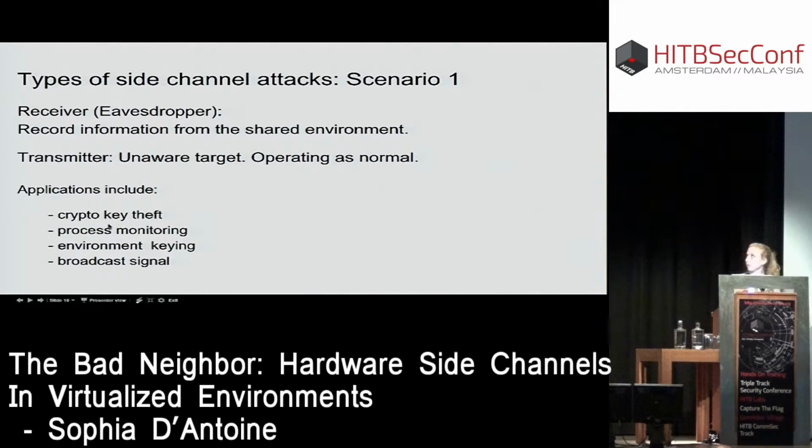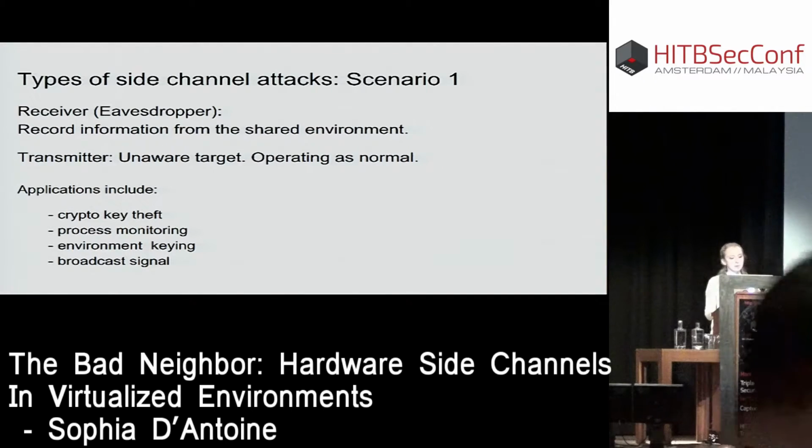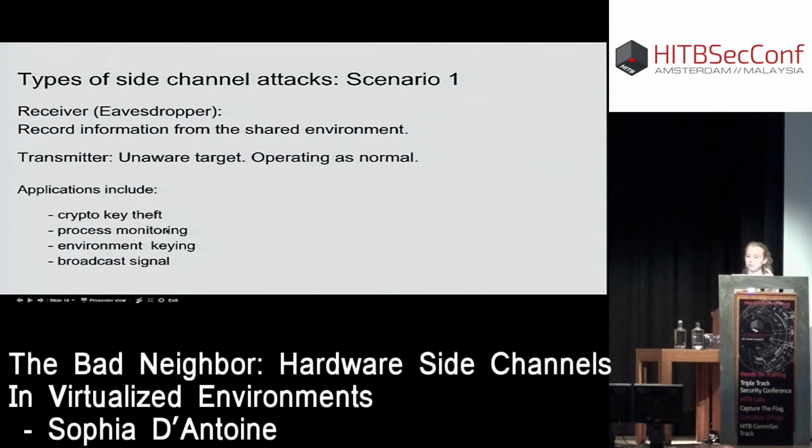So that's the first application of this, but there are other things you can do with this sort of model of an active, unaware transmitting process and a malicious eavesdropper or recording process reading from the system. There are many different research papers on environmental keying, so determining co-location on the same hardware, for instance. Another is a broadcast signal: if you have a botnet structure, and the transmitter is doing some sort of behavior on the CPU or on the shared environment that the receiver can glean, that can be treated as a broadcast signal. So there are many different applications of it, but that's more about intention and not about the vulnerability itself.